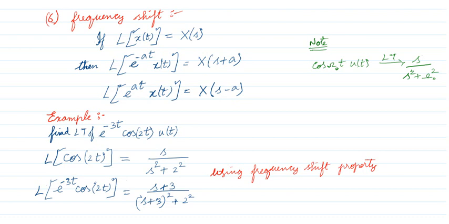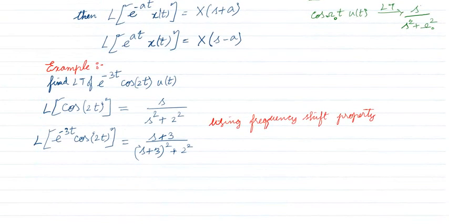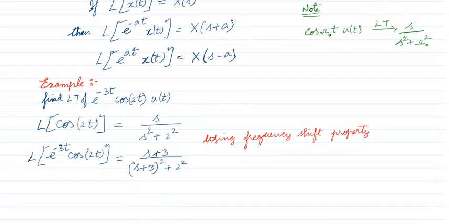Using this property, we are going to find the Laplace transform of e power minus 3t cos 2t u of t. We know what cos 2t is; we have seen it in the previous lecture, the previous video, on the basics of Laplace transform.